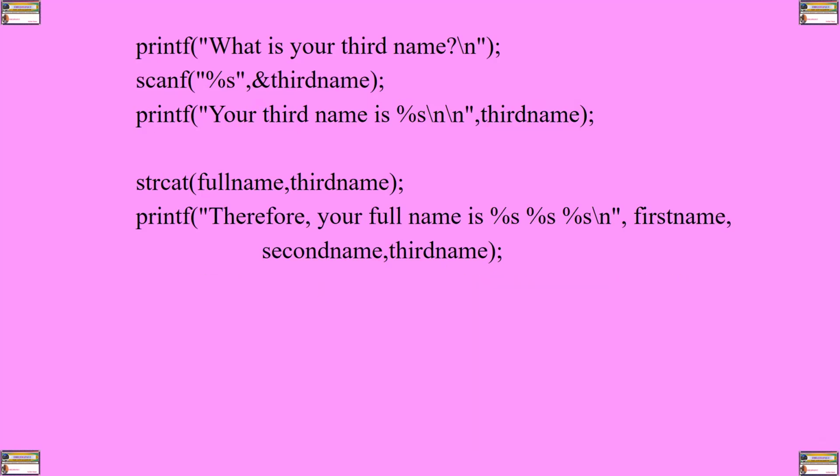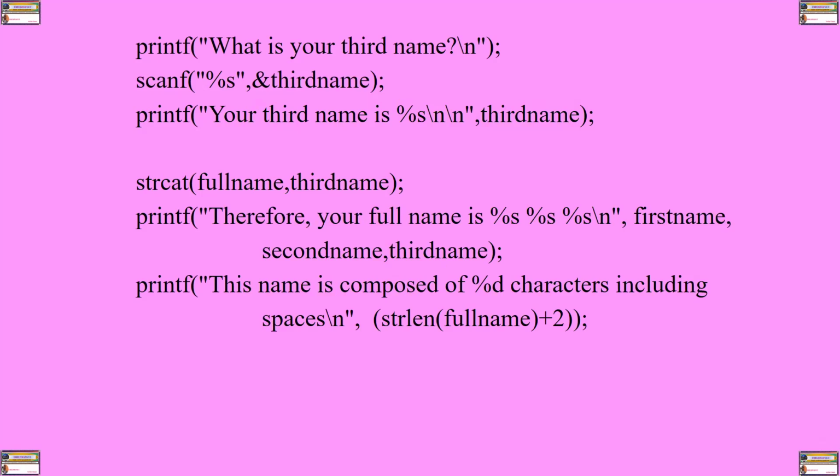So when this statement is executed, the name is composed of characters including spaces. Now, this last bit is simply computing the total. It is going to tabulate the total number of characters in the memory location called full name.